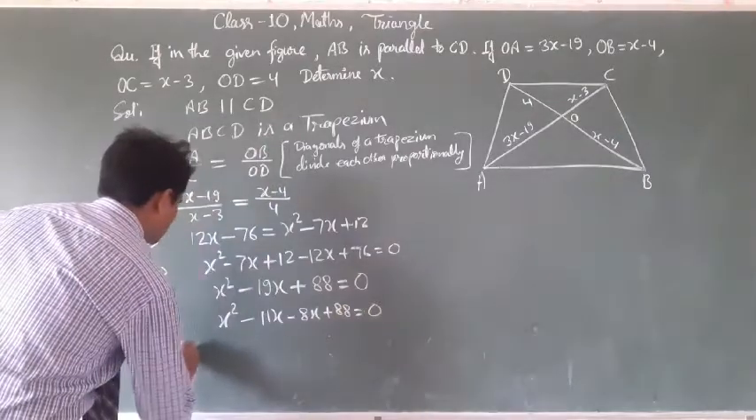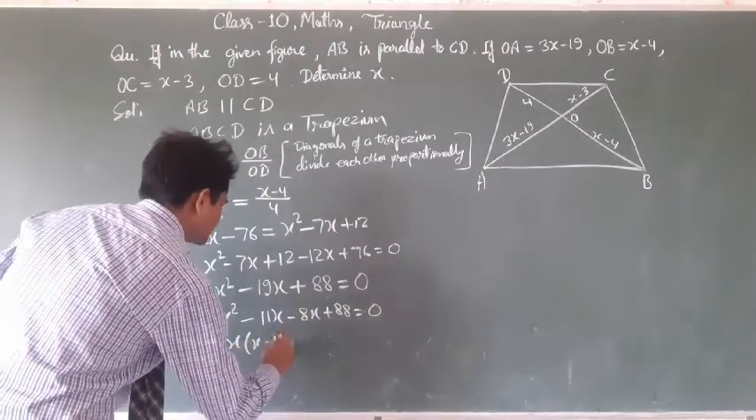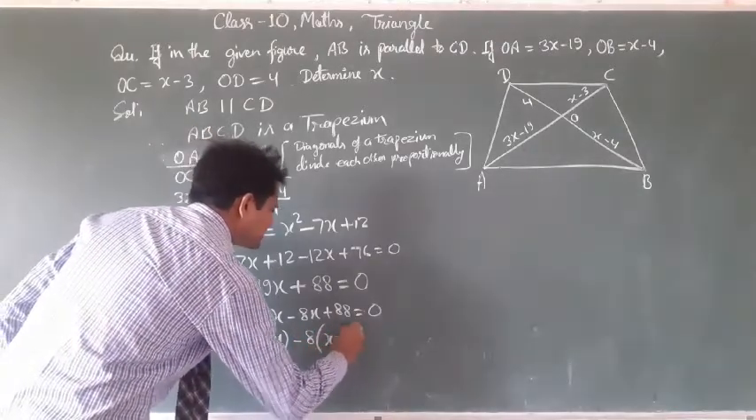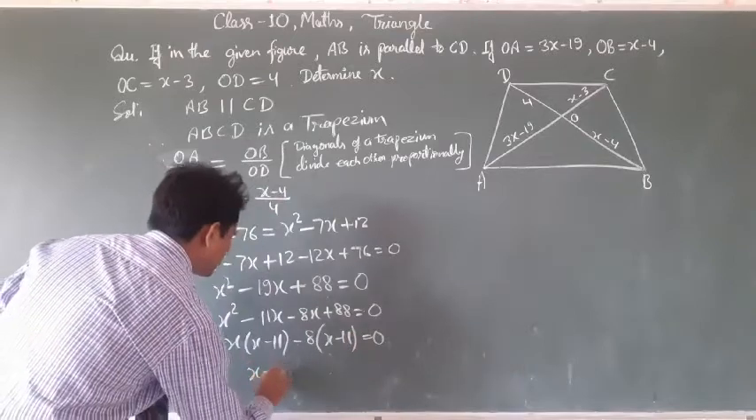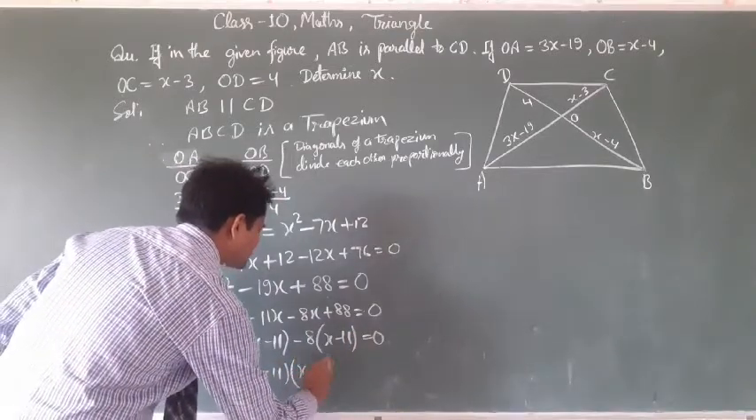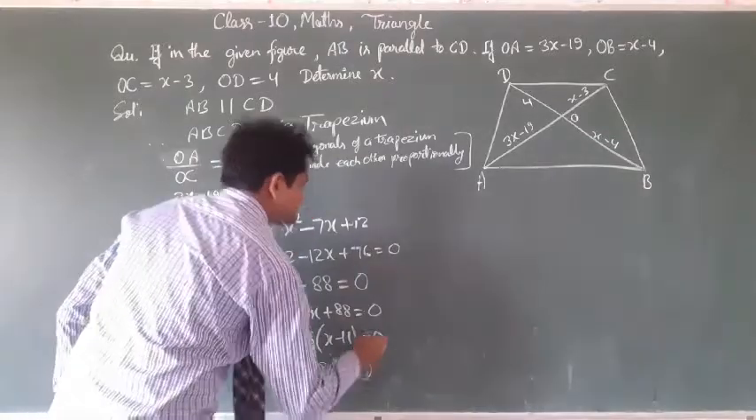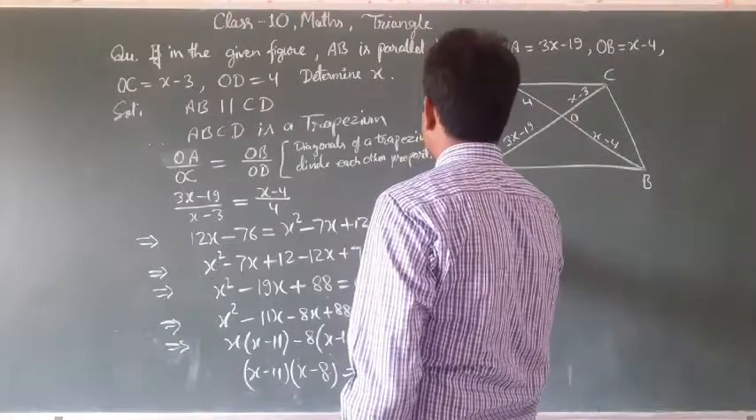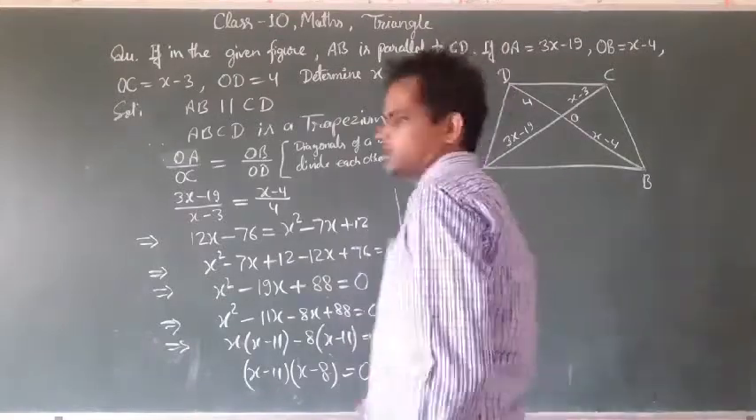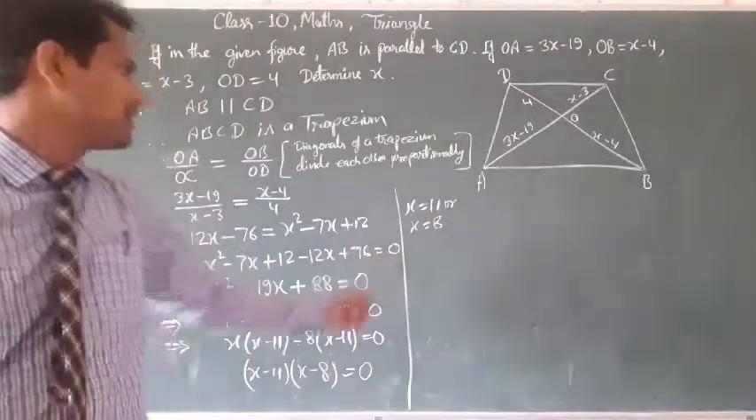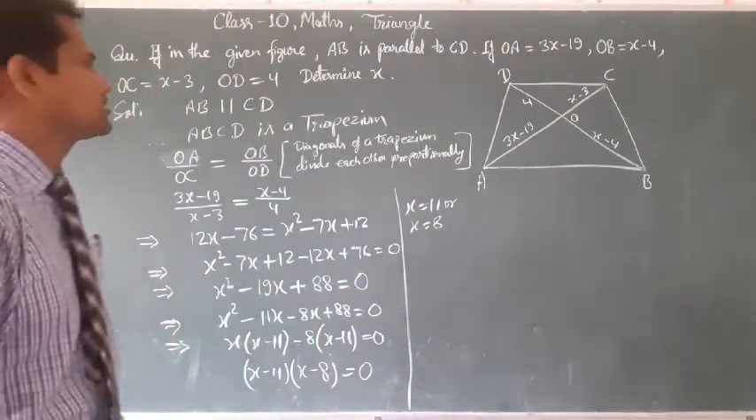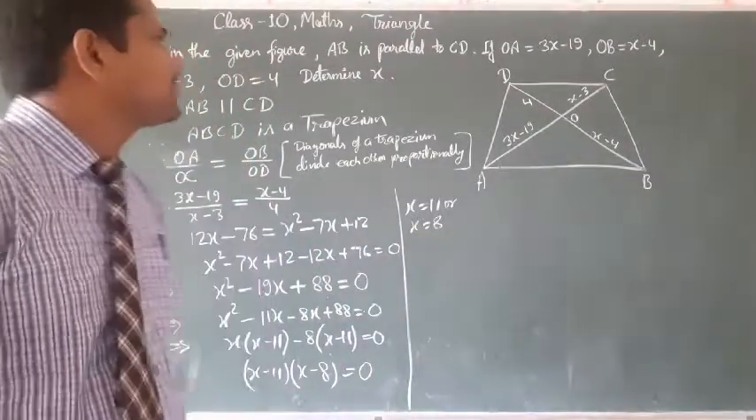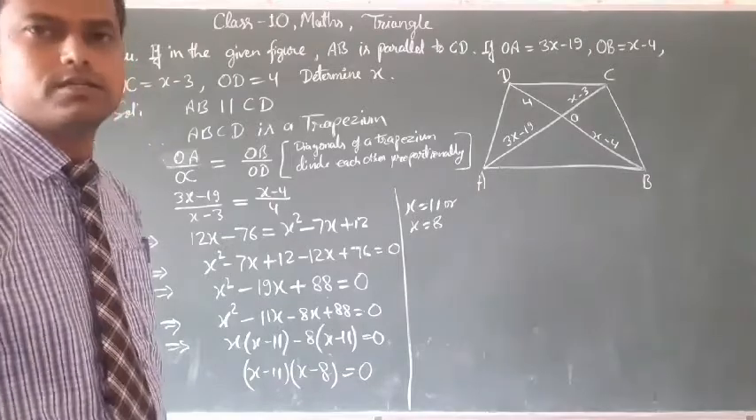Take out x as a common, then we get x minus 11. Take out minus 8 as a common, then we get x minus 11 is equal to 0. Then x minus 11 in one bracket and x minus 8 in the other bracket is equal to 0. Then x is equal to 11 or x is equal to 8. That will be your final answer. So the value of x will be 11 and 8. Pause the video and note it down.